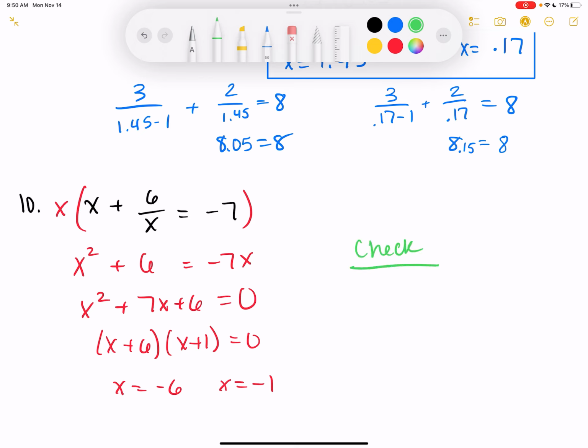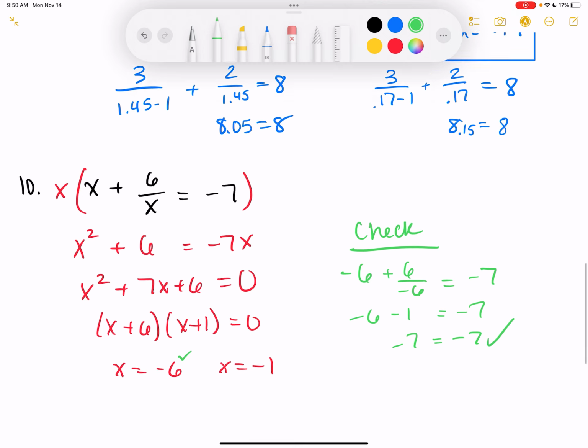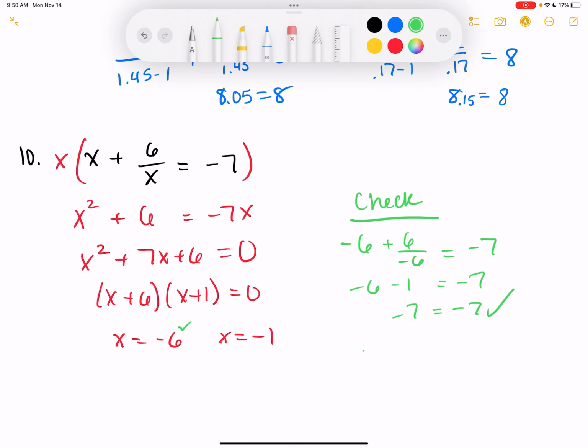And to check it, do -6 first. -6 plus 6 over -6 equals -7. So -6 minus 1 equals -7. -7 equals -7. And then same thing with -1. -1 plus 6 over -1 equals -7. So -7 equals -7. So those both work.